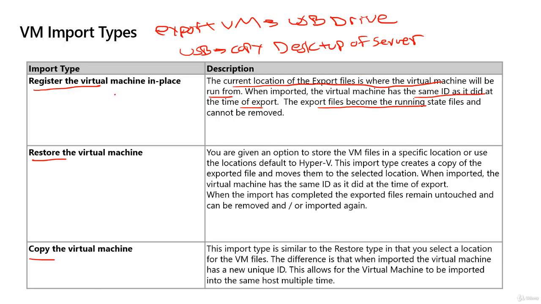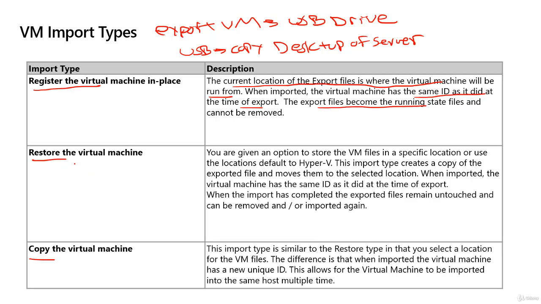Well, if you click register, it's going to work. But what it's going to do is register the machine, and it's going to take that folder on your desktop and set it as the location. Once you do that, you cannot move the folder. You cannot delete the folder. So you'd never want it on your desktop.